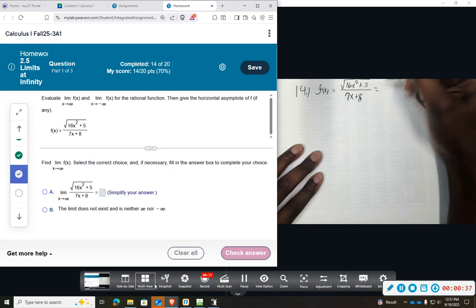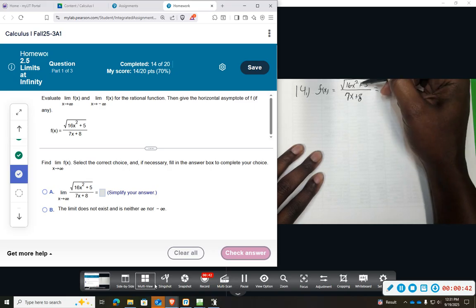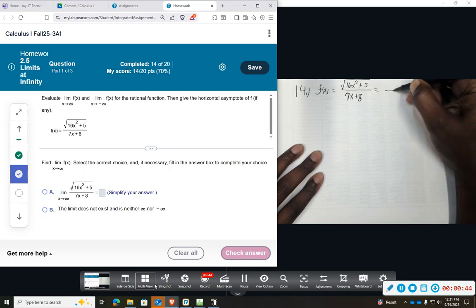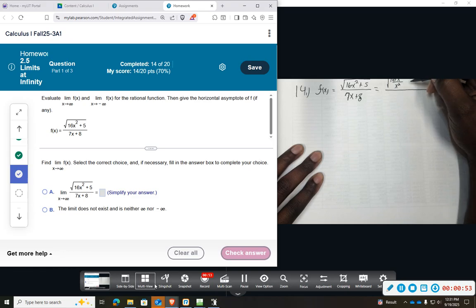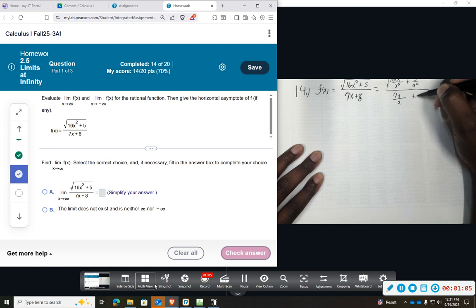All right, so we're going to divide everything by the largest degree on the denominator, which is x. Under the square root, it will be x squared. So in simplifying, we will be looking at 16x squared divided by x squared plus 5 divided by x squared, and then we have 7x divided by x plus 8 over x.